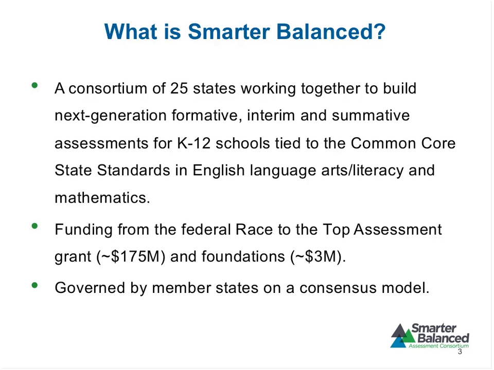When the Stimulus Act was put together, you'll recall that funds were set aside for the Race to the Top grant program for states. A portion of that money was set aside for consortia of states to build assessments linked to the Common Core Standards. Smarter Balanced was one of 2 assessment consortia that were each awarded about $175 million from the federal government to build these assessments. We also have about $3 million in foundation support.